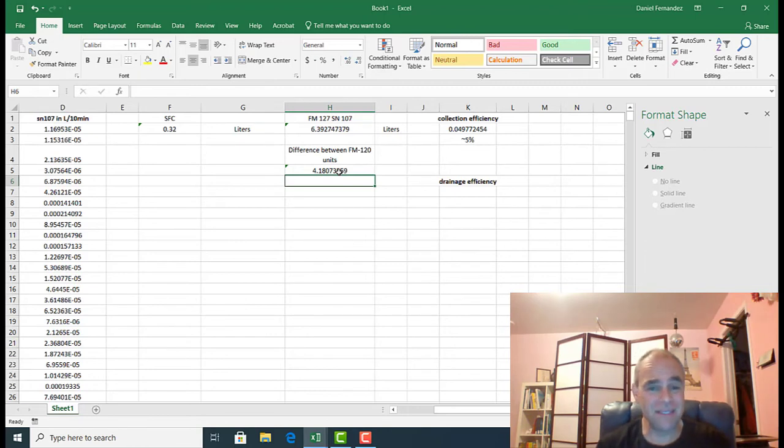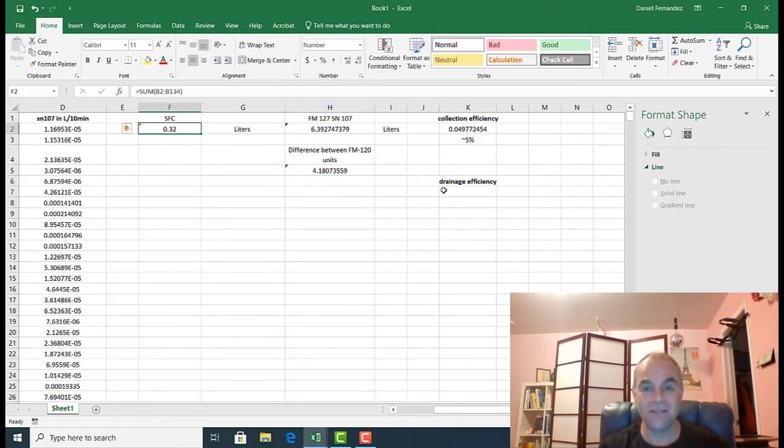So what happened was this, let me explain this. 6 liters of water were available in front of my fog collector. 4 liters of water were collected from behind the fog collector. So, I'm sorry, 6.4 liters of water were in front of the fog collector. And behind the fog collector, it was more like 2 liters of water. So the fog collector should have collected 4.18 liters of water because this is the difference between the front and the back. That's how much it should have collected. How much did it actually collect?